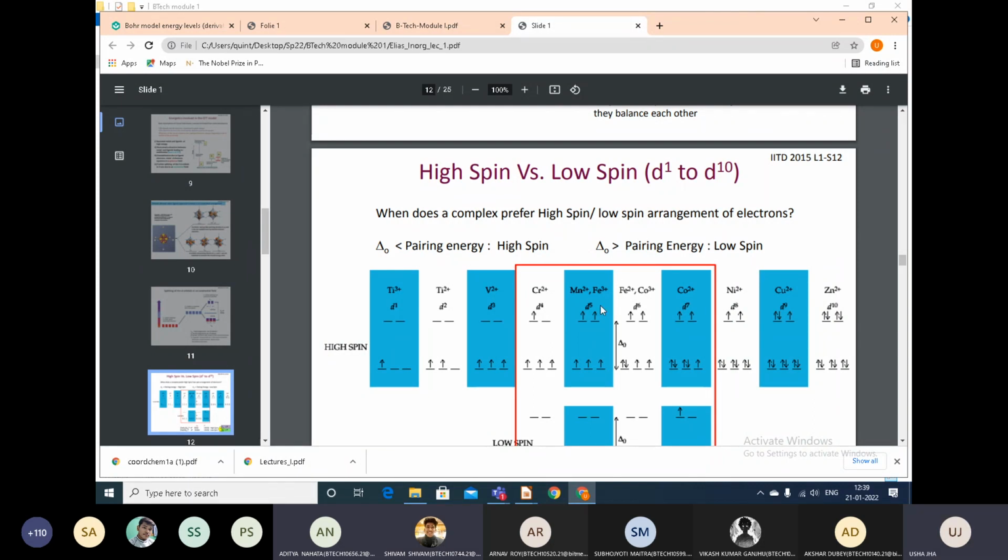Okay, now we have... somebody's mic is open, so it is being muted so that others can hear properly. Request you to mute the mic. Please check that the mic is muted.